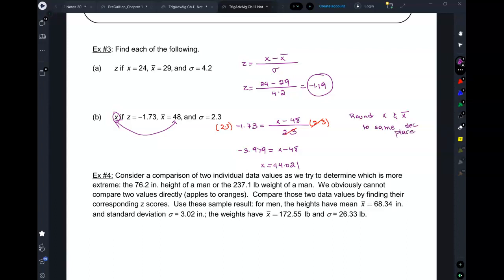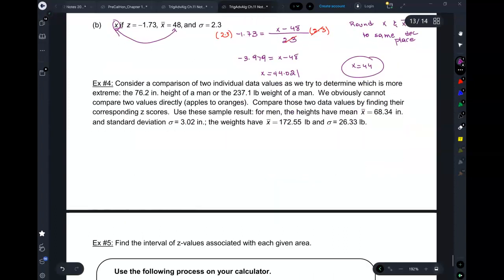So if x bar was rounded to the nearest whole number, we're going to round this to the nearest whole number, and we're going to make this 44. Okay? All right. So take a look at this one.